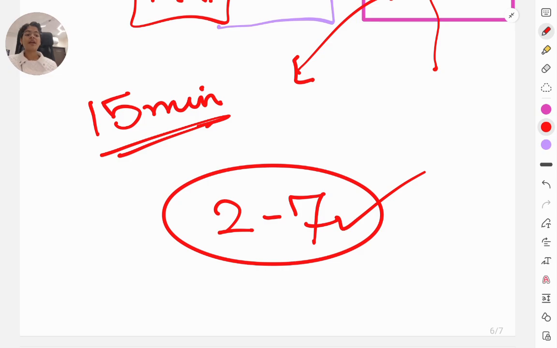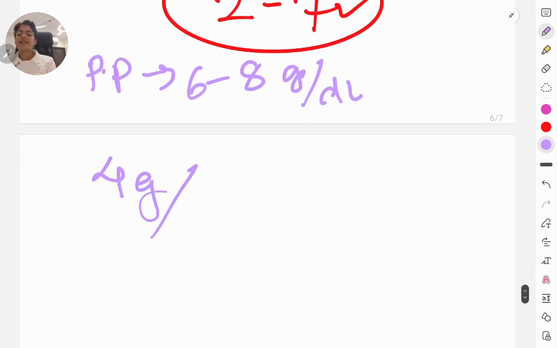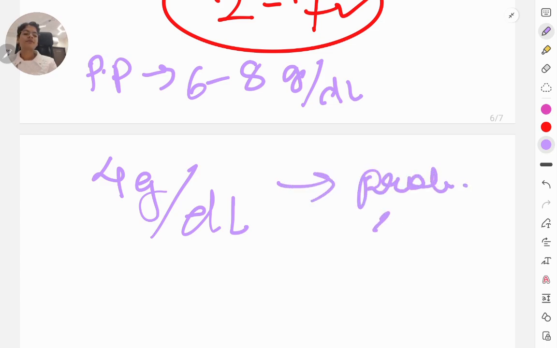If there were an infection, it would be difficult for the dog to restore the plasma protein. Do you know the normal range of plasma protein? Plasma protein is 6 to 8 gram per deciliter. But if it goes to 4 gram per deciliter, or 2 gram, then it would lead to a protein shock.